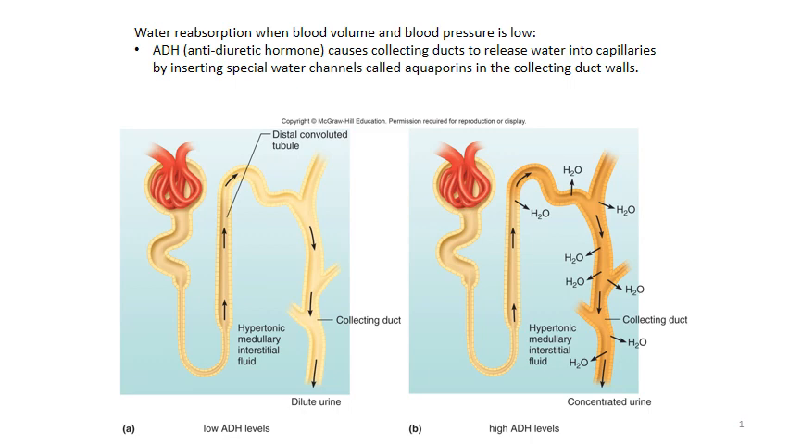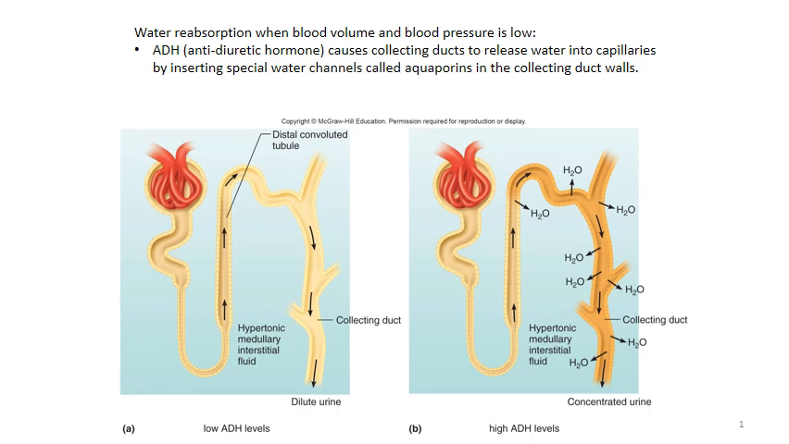Alrighty, so now on to the third part of this chapter. Here we will learn more about the reabsorption and secretion, and how they're regulated to regulate the blood pressure of our body. Okay, so over here, this is talking about water reabsorption if the blood volume and blood pressure are both low. And again, this would happen because of dehydration or blood loss.